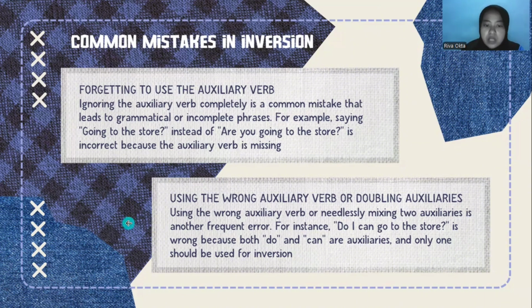Next, using the wrong auxiliary verb or doubling auxiliaries. Using the wrong auxiliary verb or needlessly using two auxiliaries is another frequent error. For instance, do I can go to the store is wrong because both do and can are auxiliaries, and only one should be used for inversion.